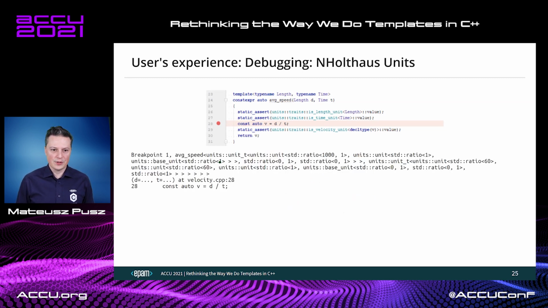And if you go to the GDB to see the breakpoint, it's shorter, but still I think it's not that easy to understand what happens here, because you just have a lot of ratios on the list for the first and for the second argument. This is not easy to understand, that we are talking about length and time and what the units are here.